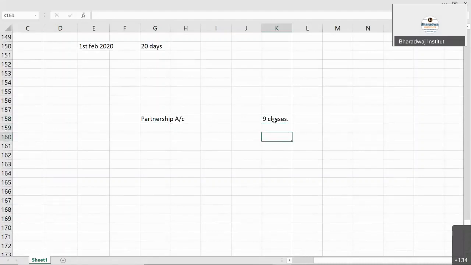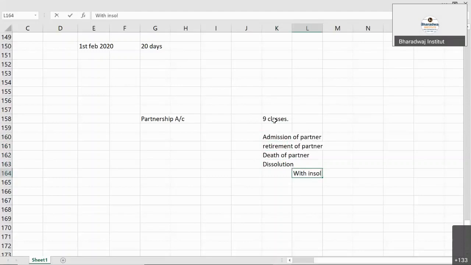The 9 classes: admission of partner, retirement of partner, death of a partner, dissolution with insolvency, thereafter piecemeal distribution, then amalgamation, and sale to a company.